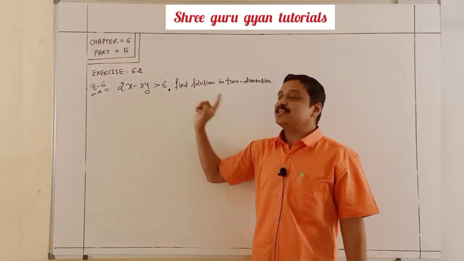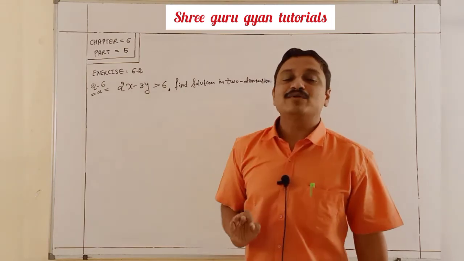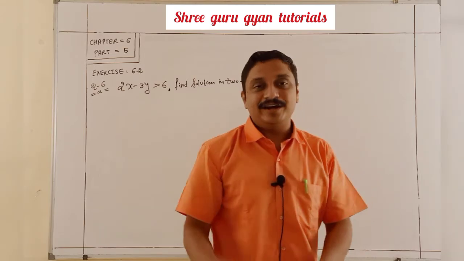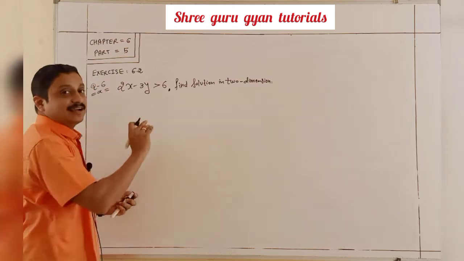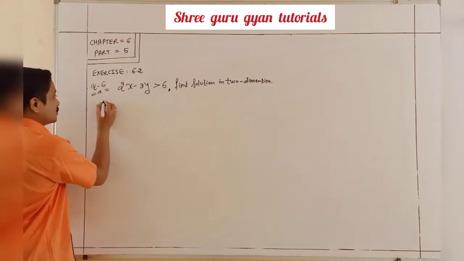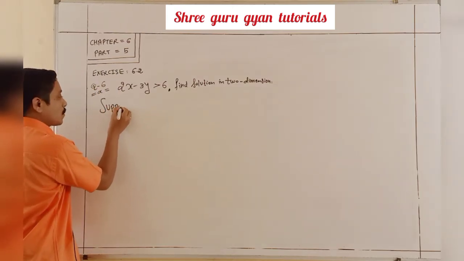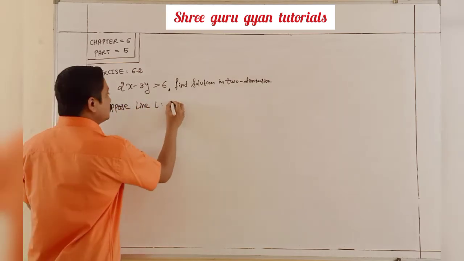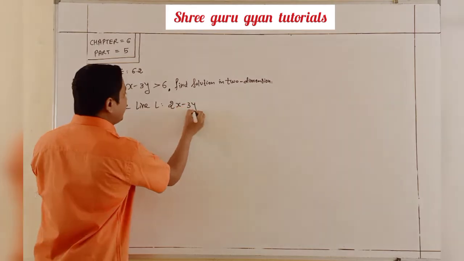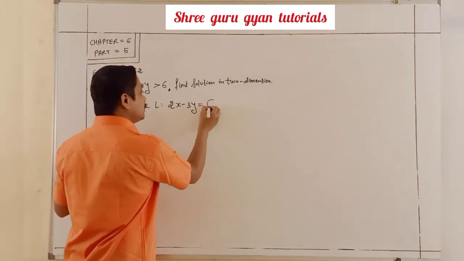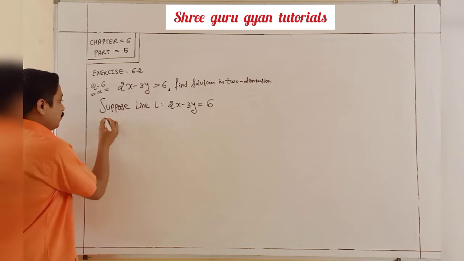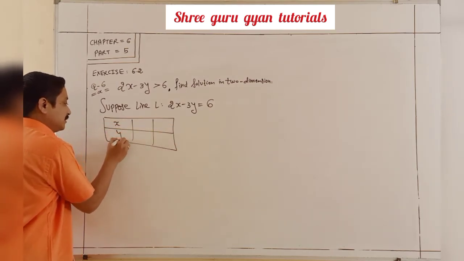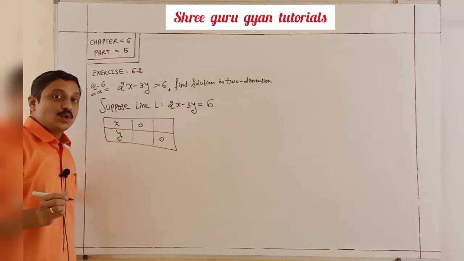2x minus 3y greater than 6. Find the solution in two dimensions. Very easy. First of all, I take the equality, taking it as a line. Suppose in the line L, we have 2x minus 3y is compulsorily equal to 6. Write it down and plot it on the basic table, taking x = 0, y = 0 respectively.